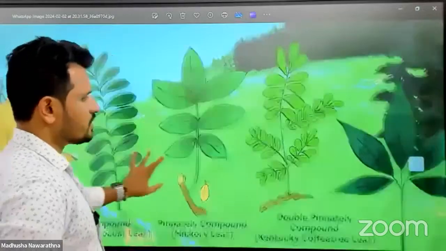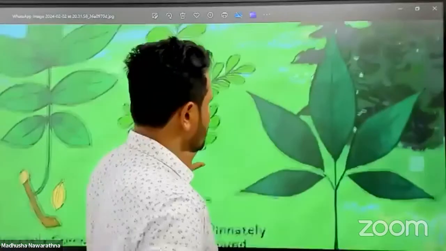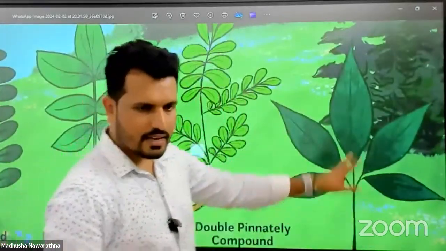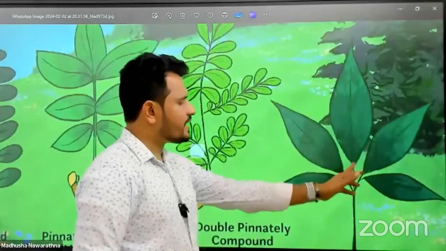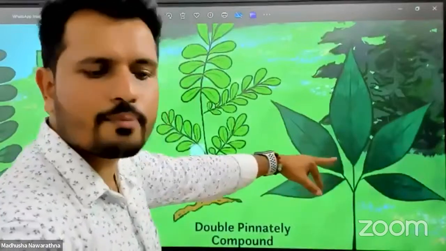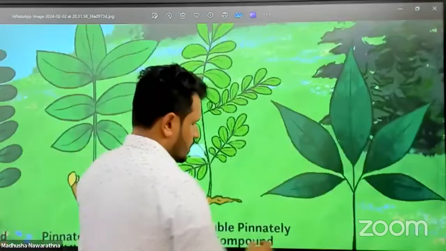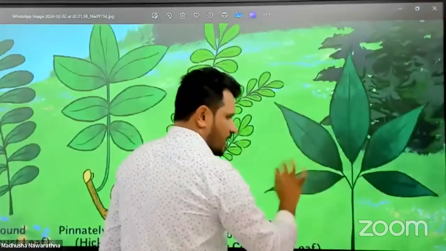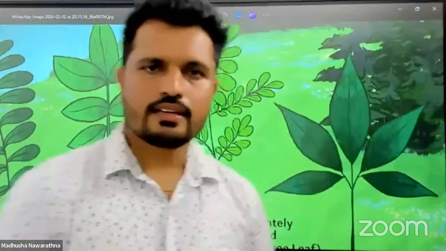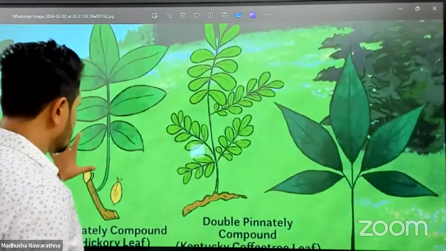Here you can identify such examples. Now look at this one. Unlike the manioc or papaw, the leaf blade here is 100% divided into segments. Its leaf blade is 100% divided into segments. So what do we call these, simple or compound? Compound, right?